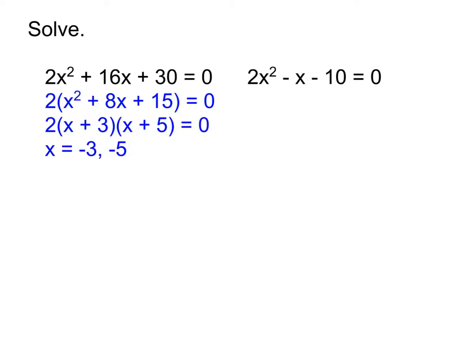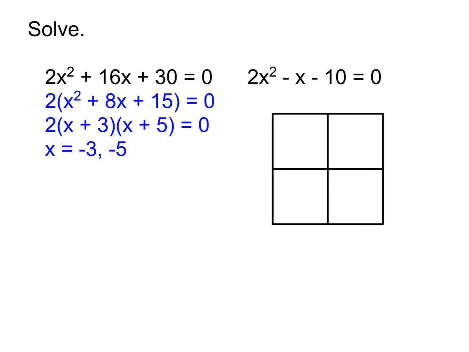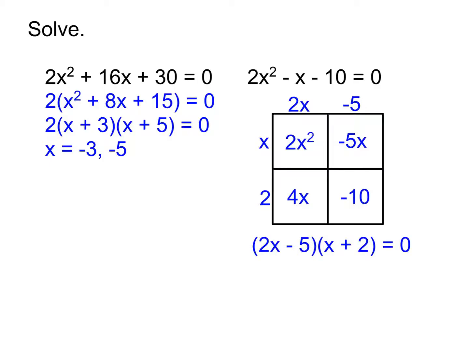For that second problem, can we start by dividing out the 2? No. Because we can't divide the minus x by 2. So instead, you've got to use the box method. Get that factored form. When you've used the box method, this is what you should be coming up with for your picture, your completed box. Remember, that's just the work you show, though. Actually write out the factored form that results from it. Remember, we read across the top for the first parentheses, and read down the left side for the second parentheses.